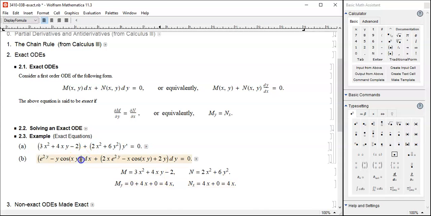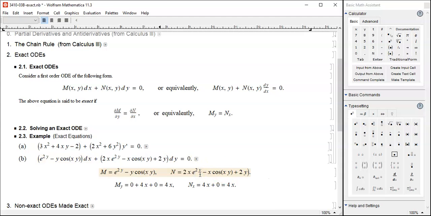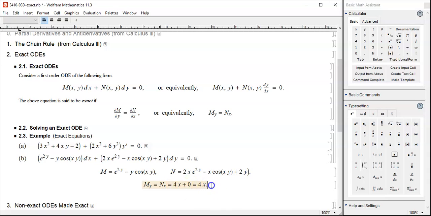How about the next problem here? This is M, and this is N, right? Your job is to figure this one out. Are these two really the same? That's what you have to check. I'll leave this as an exercise.